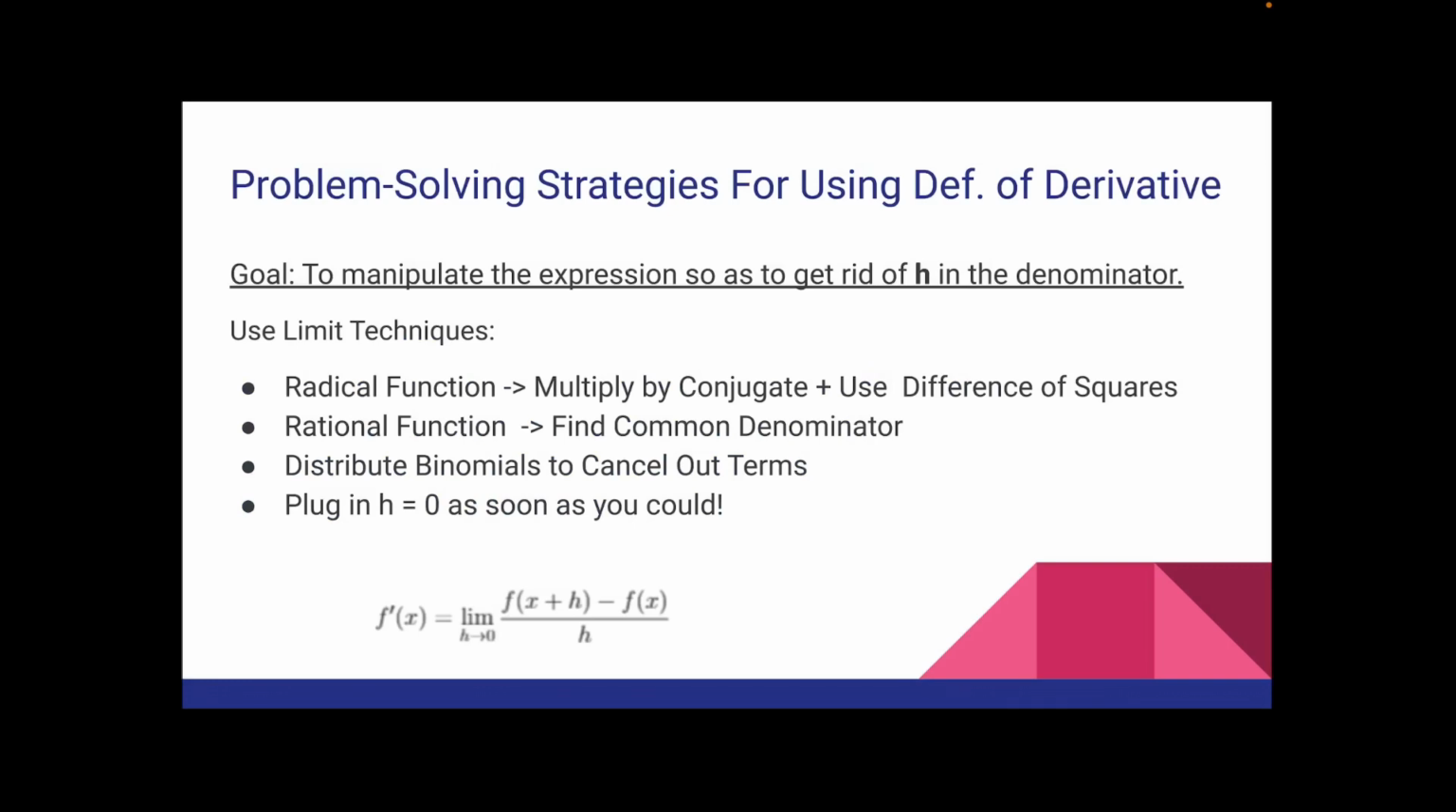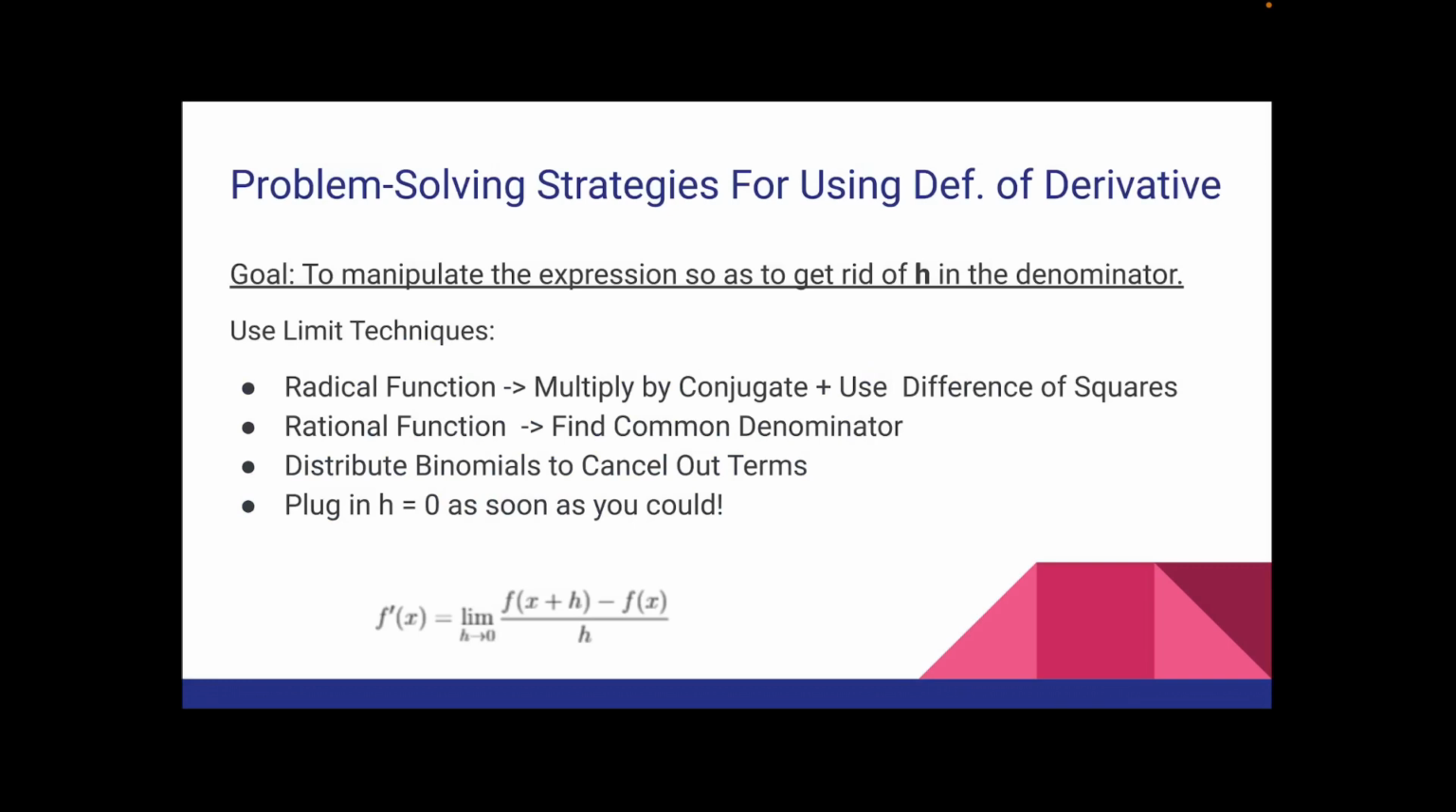For instance, for radical functions, a common sequence is to multiply the numerator and denominator by a conjugate of the numerator, and then to use the difference of squares to get rid of the radicals, since this would result in squared terms allowing us to cancel out the radicals. For rational functions, you may have fractions inside of fractions. This could be done by multiplying the numerator and denominator by the common denominator. Generally, you want to distribute binomials and cancel out terms, allowing you to factor out h more easily.